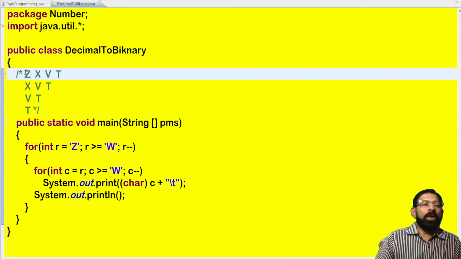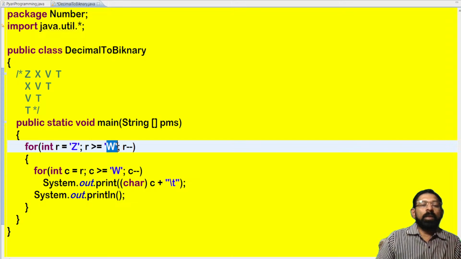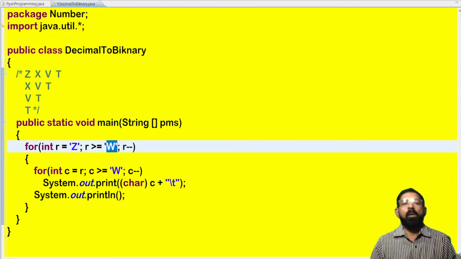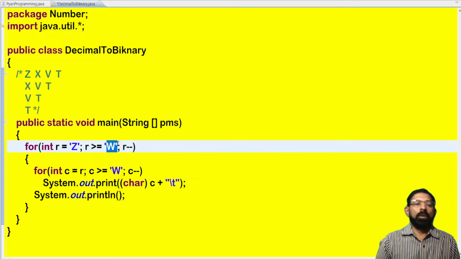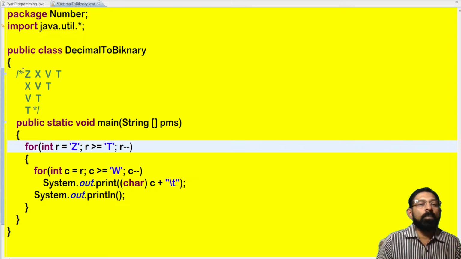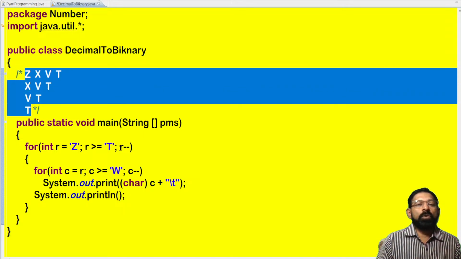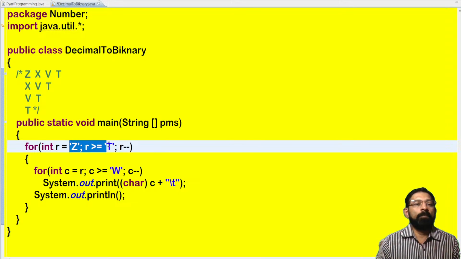Now from Z I will move to T, so R is greater than or equal to what? Or R is less than or equal to what? Greater than or equal to T. Good. Now instead of W it should be T, because I am moving from Z, then X, then V, then T. Obviously it is decrement, because from Z I will come down to T.